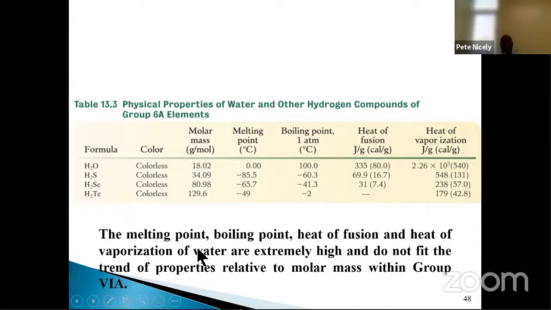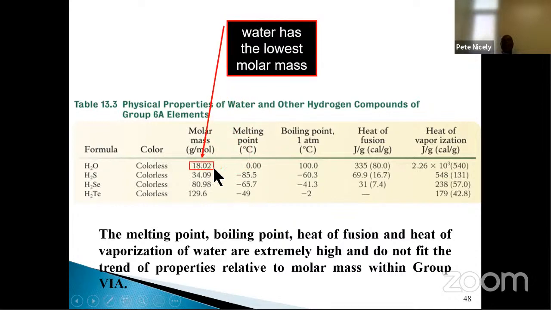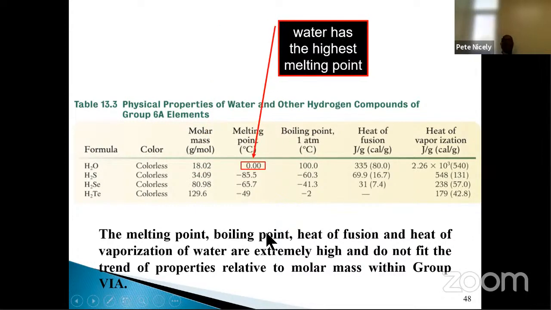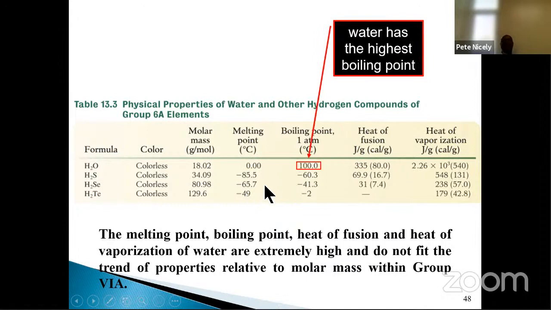So as stated here, the melting point, boiling point, heat of fusion, and heat of vaporization of water are extremely high and do not fit the trend of properties that you see for these compounds, which are the hydrogen compounds of group 6 elements, even though water has the lowest molar mass, all right? So how do we explain that? Well, let me just skip all this here. Oh, I forgot to mention here, the melting point also for water is high compared to the other substances.